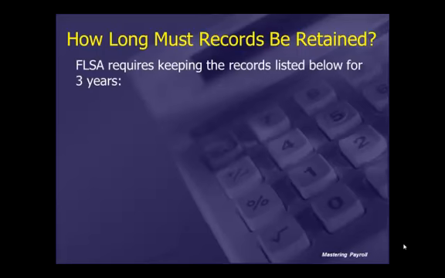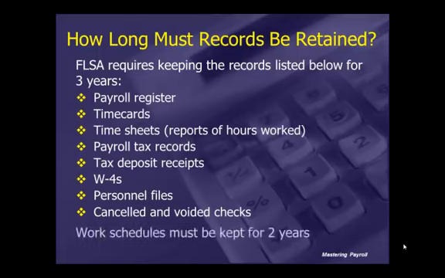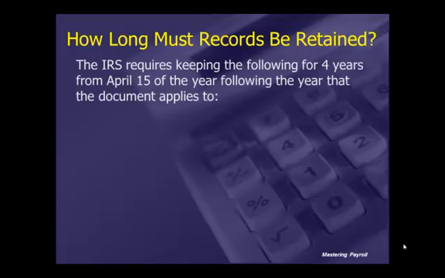How long must records be retained? Well, the Fair Labor Standards Act requires keeping the records listed below for 3 years. The payroll register, the time cards, the timesheets, payroll tax records, tax deposit receipts, W-4s, personnel files, canceled and voided checks, all of this pertaining to payroll. Work schedules must be kept for 2 years.